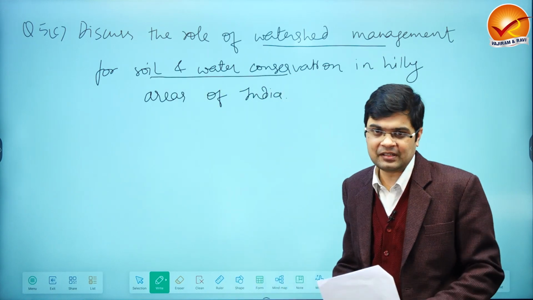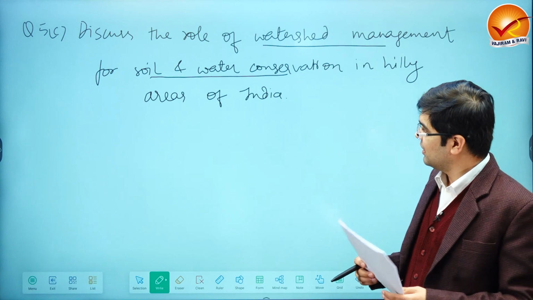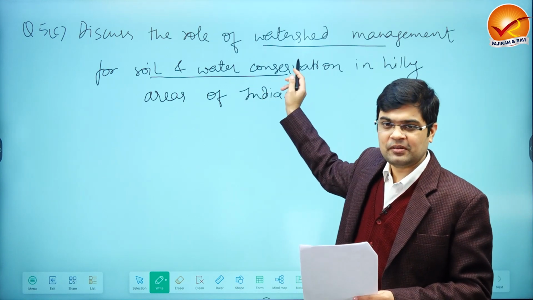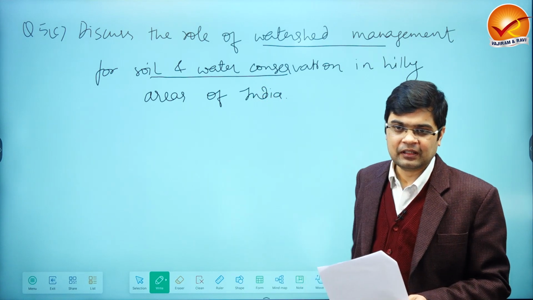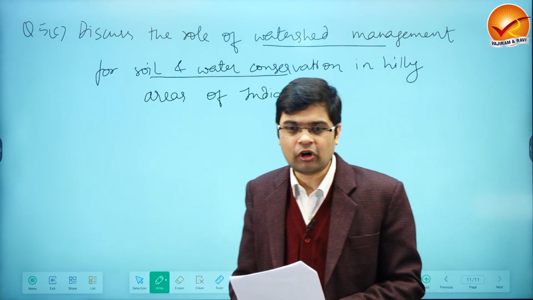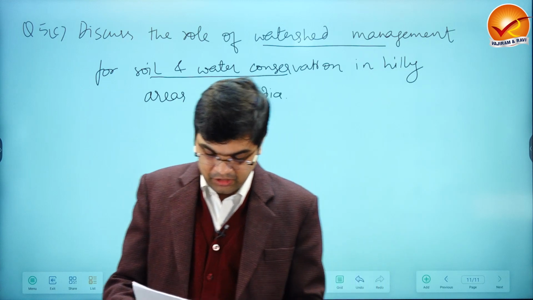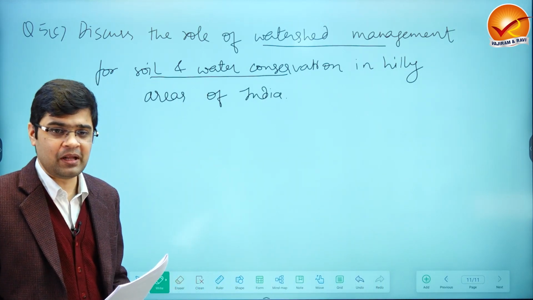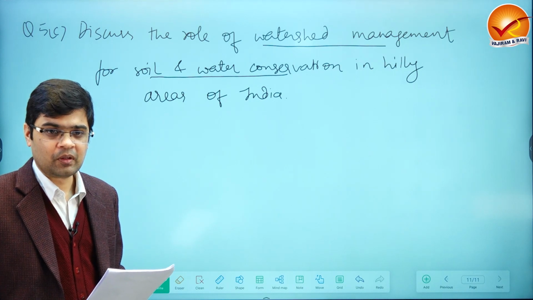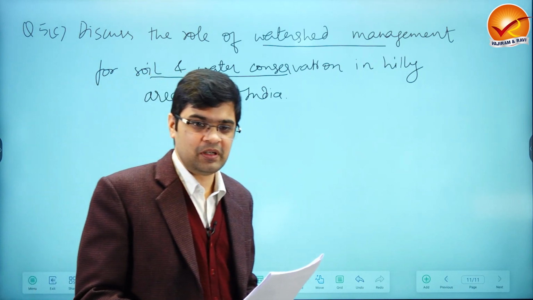Again, on the expected lines, in Jal Shakti Abhiyan, the idea was water conservation, catch the rain where it falls when it falls. Okay. So you'll introduce the topic. Again, it is a 10 mark question. So you'll introduce the topic by defining what is watershed management, or what is the rationale of watershed management.